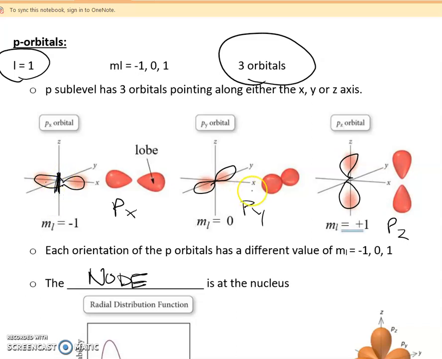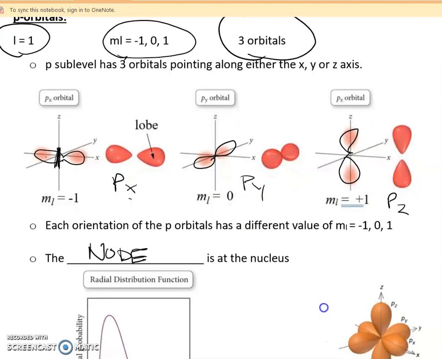Now, each orientation, we've talked about the m sub l a little bit, and I'll talk about it more when we go over quantum numbers, but I want us to get used to this. What does m sub l mean? That's our magnetic quantum number. And here, it's the orientation of each. So a px would be -1, a py would be 0, and a pz could be +1. Okay, so 3 orientations.